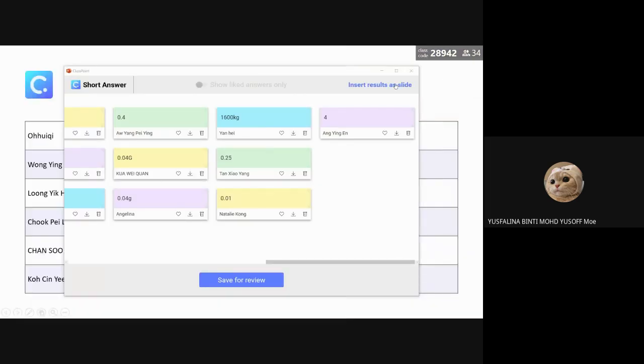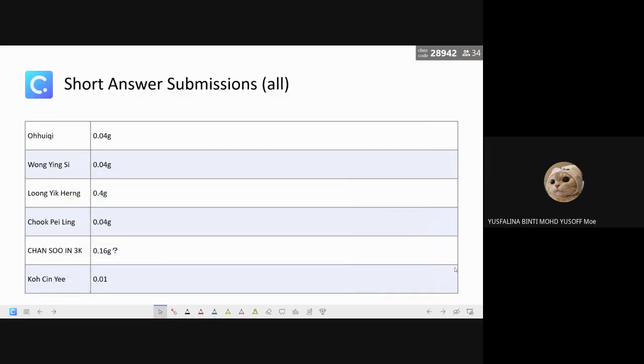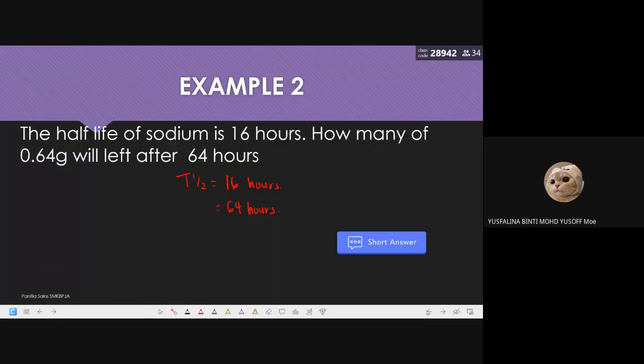So some of you say 0.04 gram, 0.16. Never mind. So one half-life is 16 hours. For 64 hours, how many half-lives are there? 16 times 4 is 64. So you have 4 half-lives, which means you have to divide by 2, 4 times.